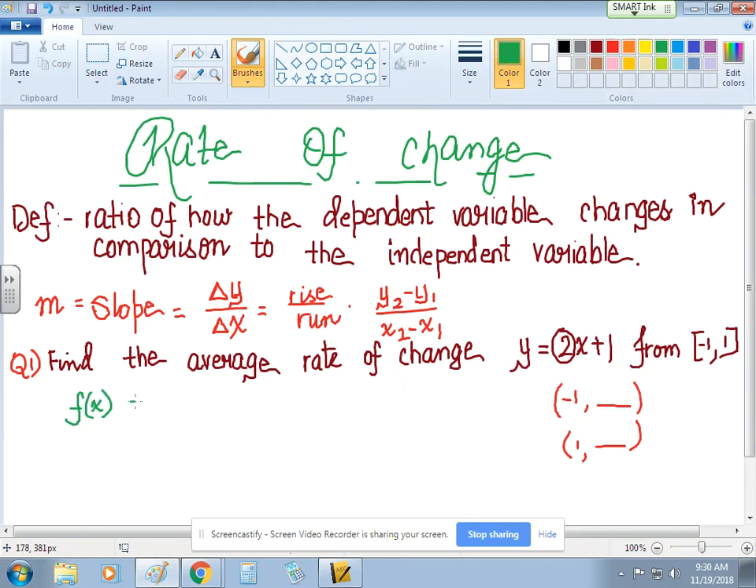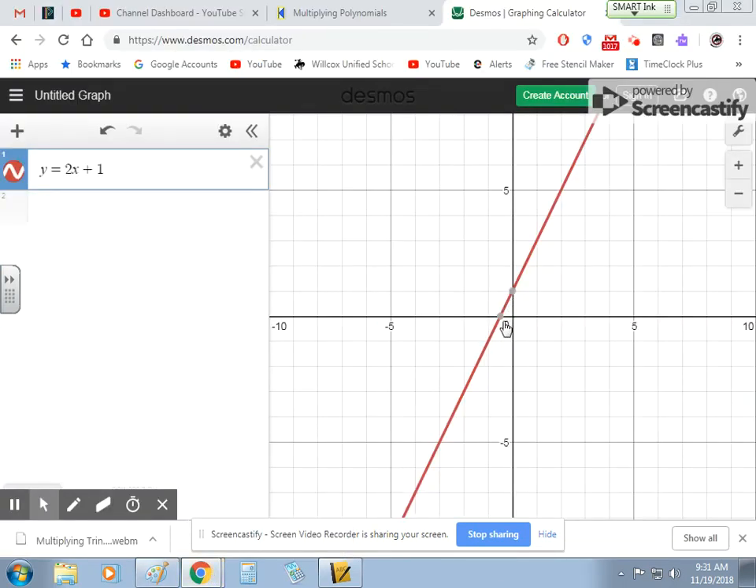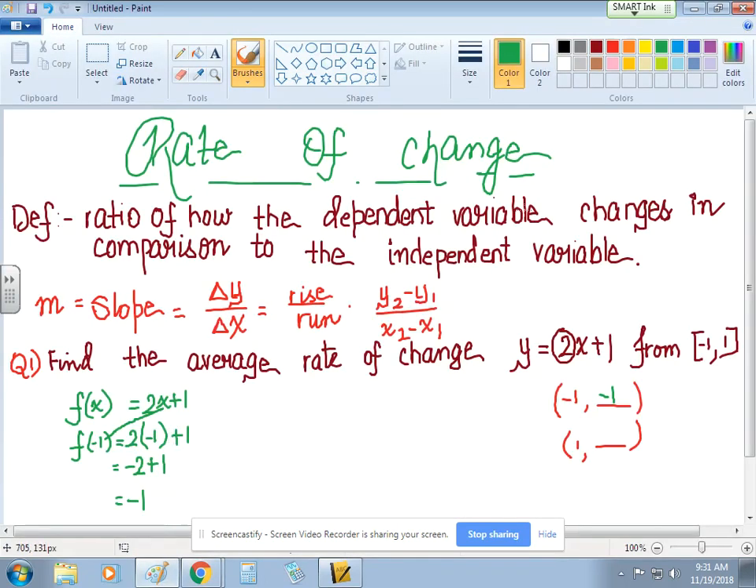Our function is f of x equals 2x plus 1. So f of -1 will be, our new x becomes -1, which is 2 times -1 plus 1. 2 times -1 is -2, plus 1, and that gives us -1. That means (-1, -1) is a point on my graph. Let us check if it really is. So you can see right here, (-1, -1) is a point on my graph, which I can use to find the slope or average rate of change.